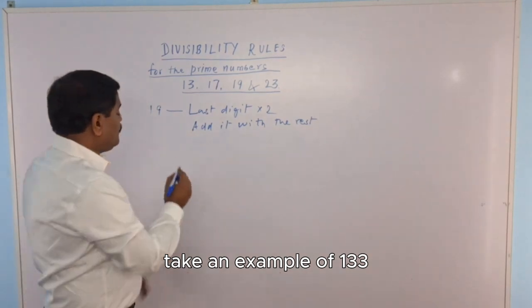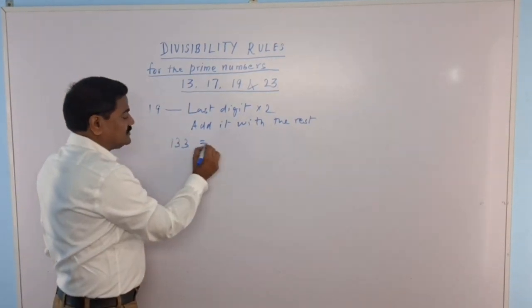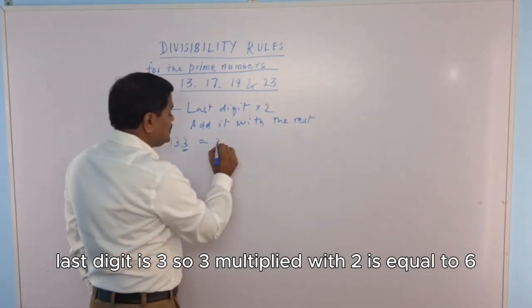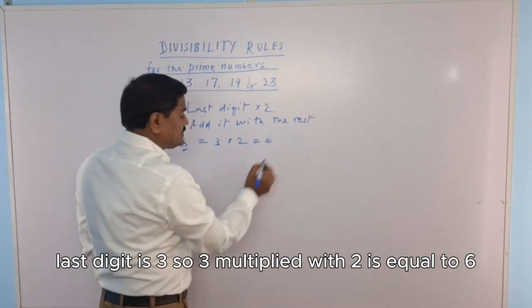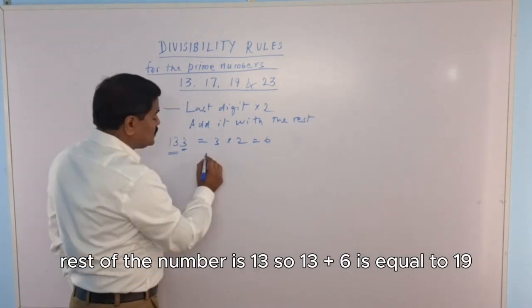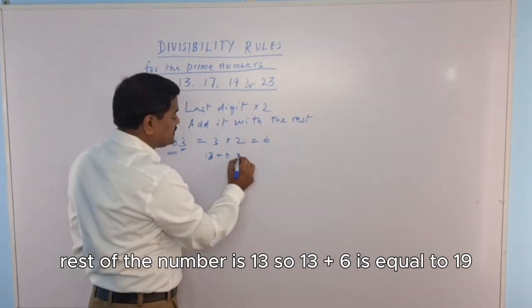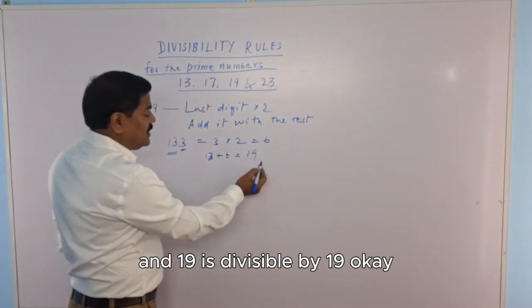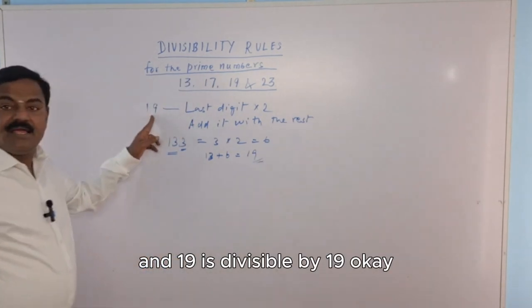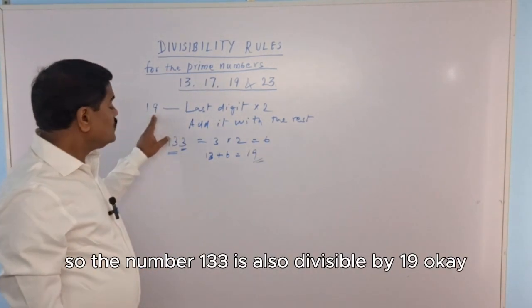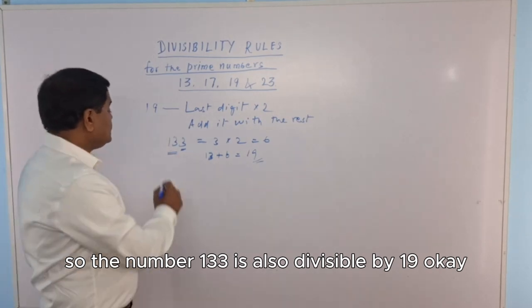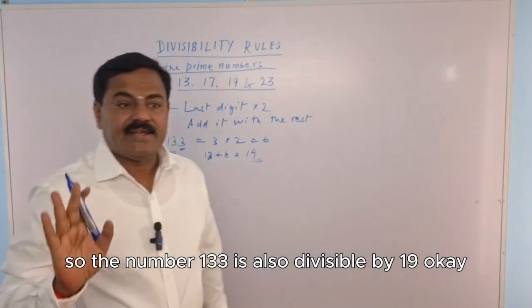Okay, take an example of 133. Last digit is 3. So 3 multiplied with 2 is equal to 6. Rest of the number is 13. So 13 plus 6 is equal to 19. And 19 is divisible by 19. So the number 133 is also divisible by 19.